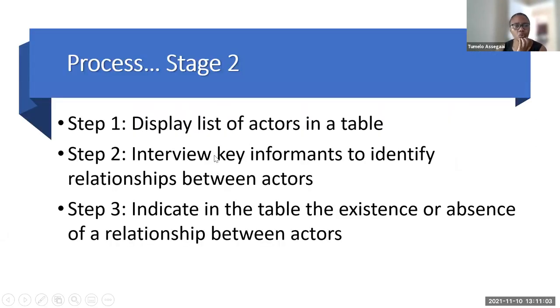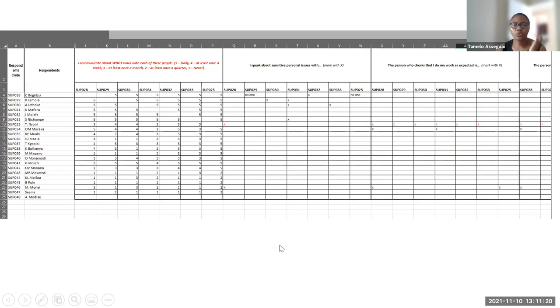In stage two, this is where you display the list of actors in a table. You've collected all that data. Now you interview key informants to identify relationships between the actors, and you indicate in the table the existence or absence of the relationship between the actors. So from that questionnaire, you then come to this.